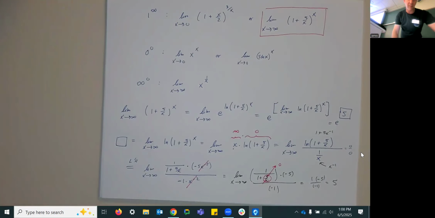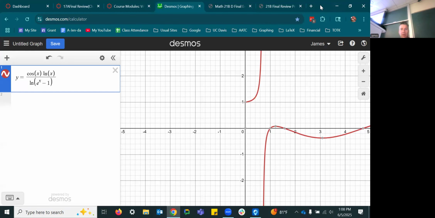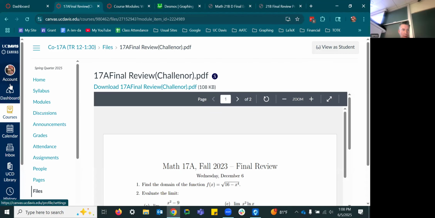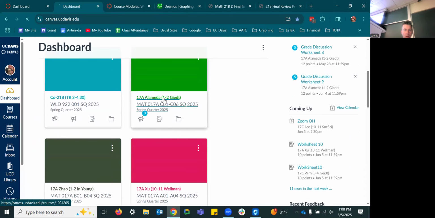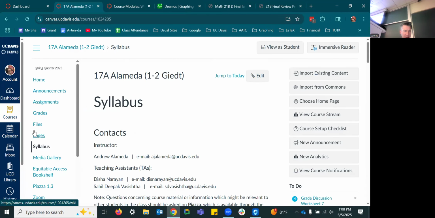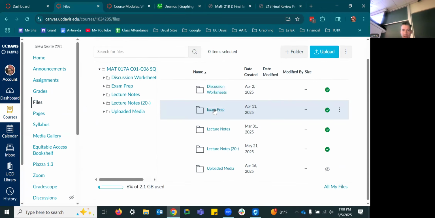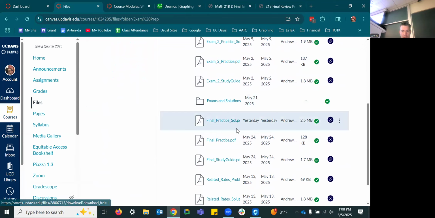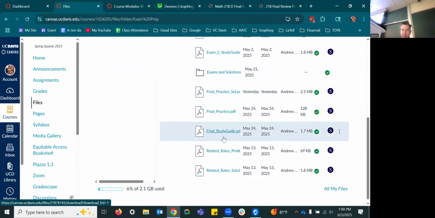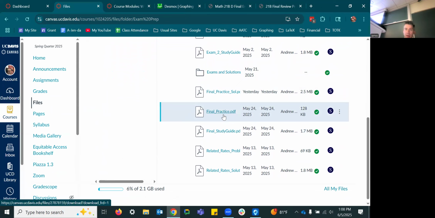Also, if I have a chance, I will gather the practice finals from your various instructors and post them all on Canvas so that you can look at each other's practice finals, because sometimes that's useful. So let's see here. I'm going in the wrong place. So let's go look at Alameda's class. I assume it's in files somewhere. Let's see. Exam prep was most likely. Do you know which of these it is? Is it the final practice or the final study guide? Okay.